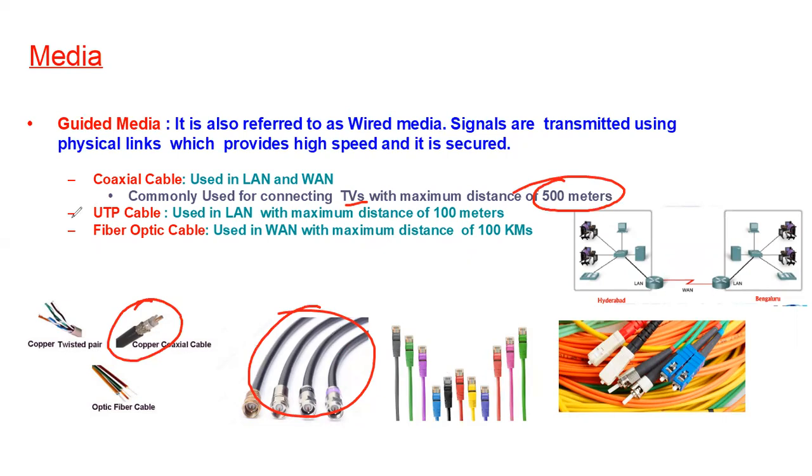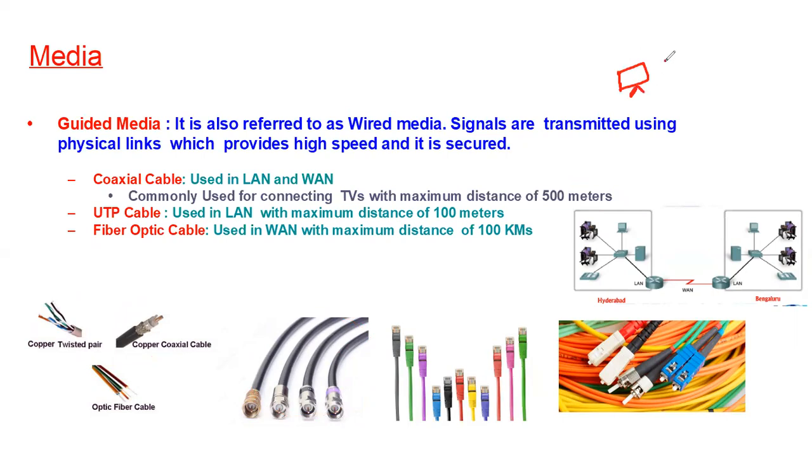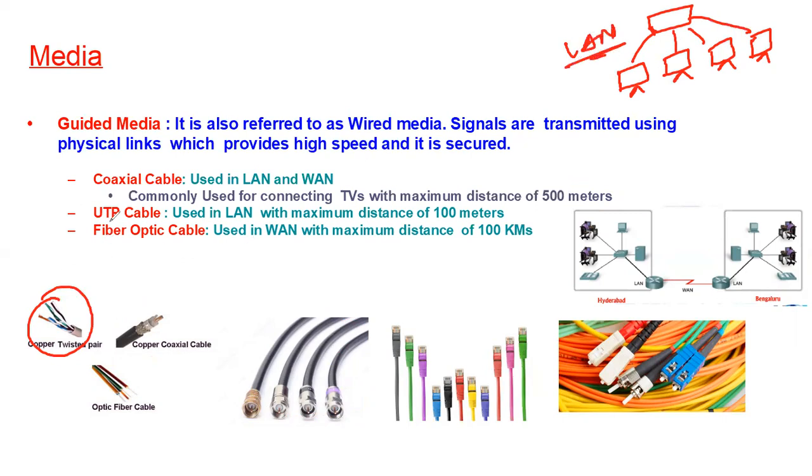Then we have the UTP cable. UTP stands for unshielded twisted pair cable. This UTP cable is used in LAN with a maximum distance of 100 meters. Imagine you have some computers in your office or in the same space, and you want to connect these PCs to a network. Then we will use this UTP cable to connect the devices in your LAN. So remember the usage: UTP cable is used in LAN with a maximum distance of 100 meters.